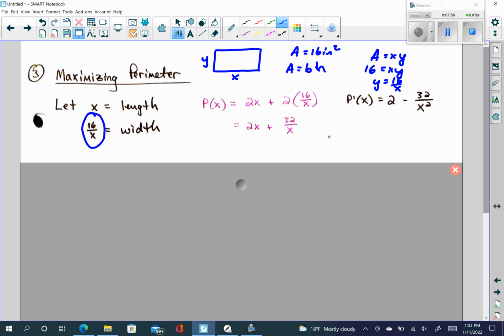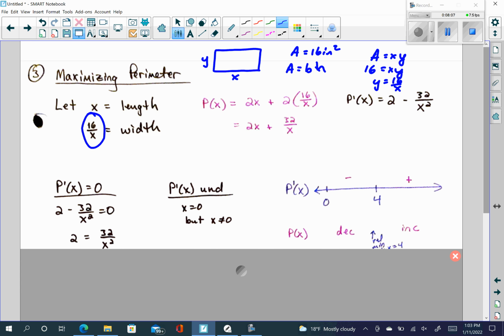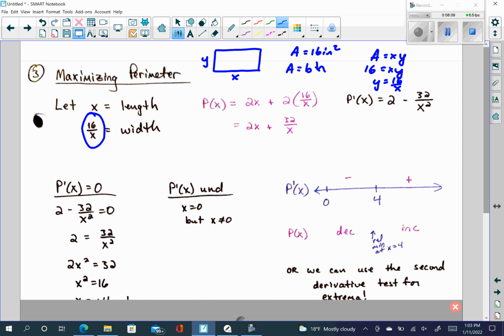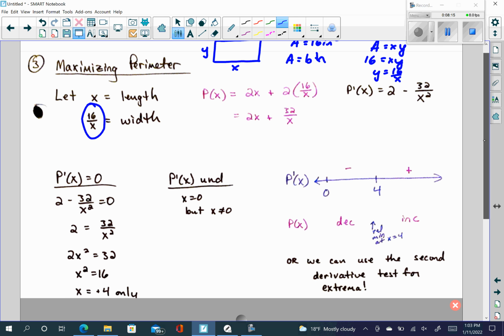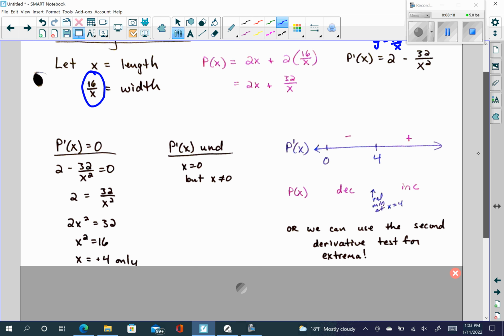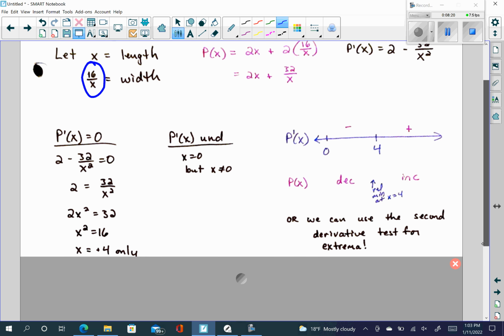We would just get 2. And I imagine this is 32 times x to the negative first. We end up with minus 32 over x squared. Ask ourselves two questions. Now for this, I'm not worried about a domain. So we could just use our number line here. We don't have to use the extreme value theorem.